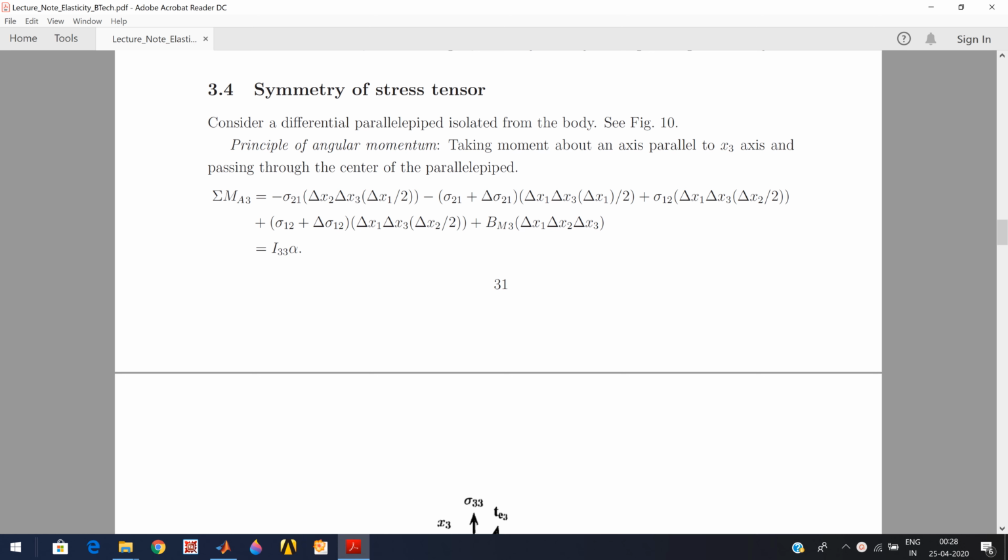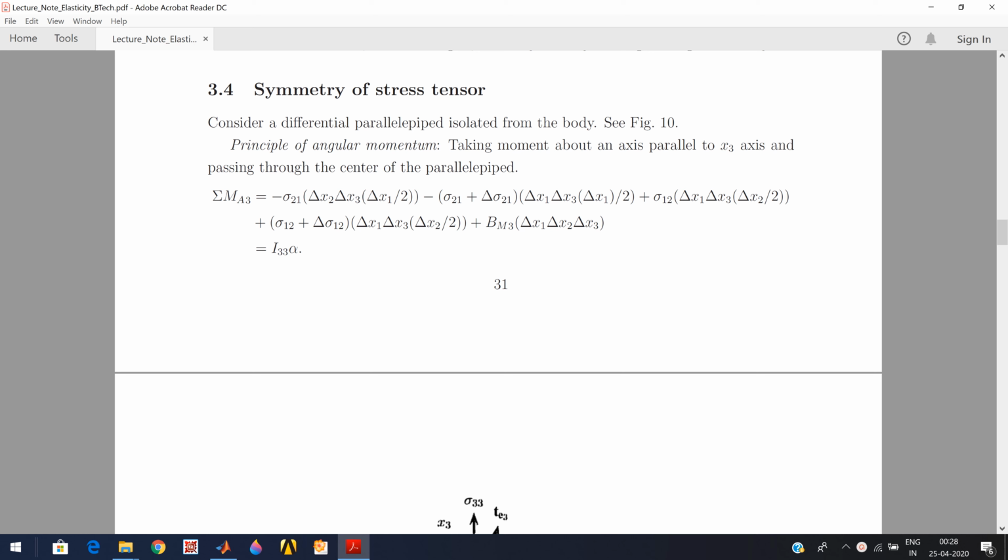This is our second lecture on the concept of stress. I'll start this lecture by discussing the symmetry of the stress tensor. The symmetry of the stress tensor is proved by considering the principle of angular momentum.